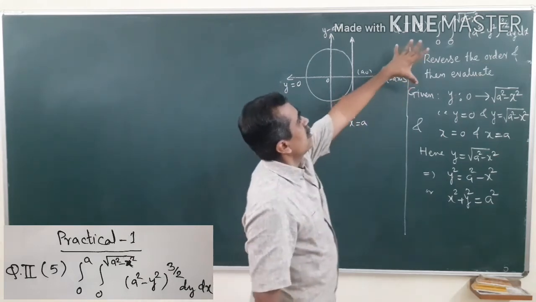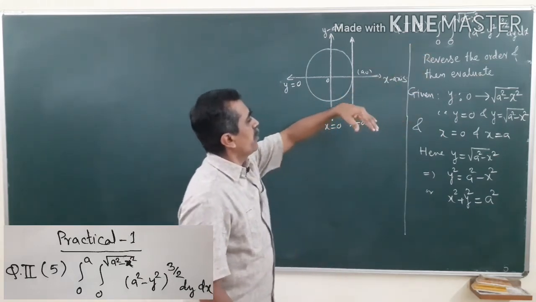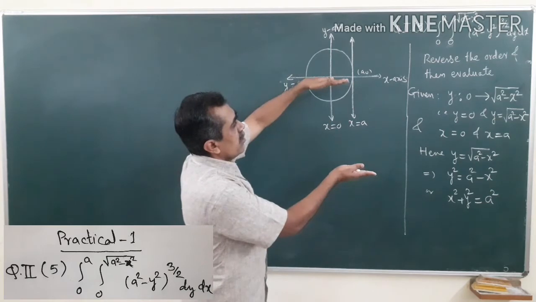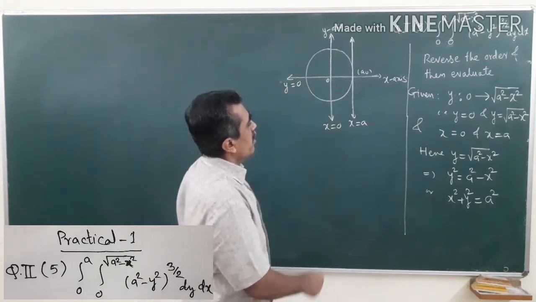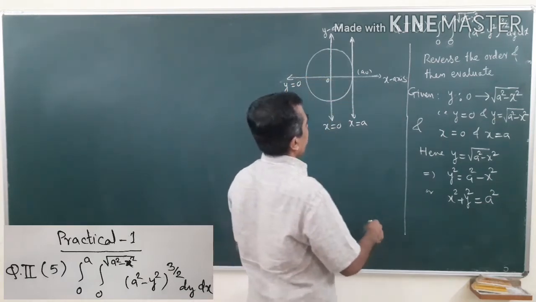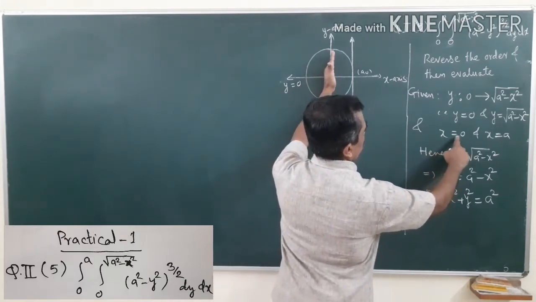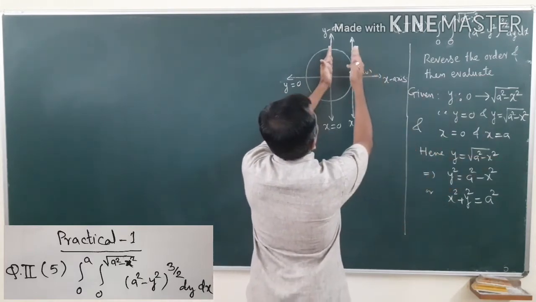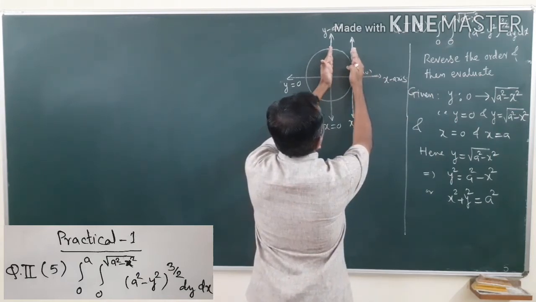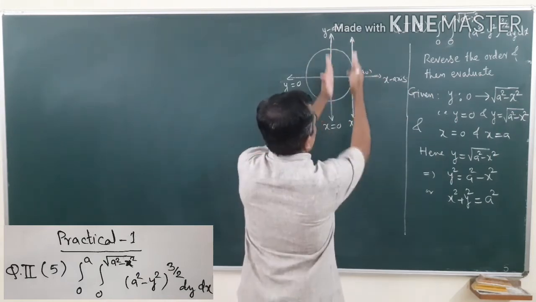Now, see what the region of integration is. To see it, look at the region which lies between all these lines. I will start with x. What are the limits of x? x runs from 0 to a, so x is equal to 0 to x is equal to a. So the region is between these two lines.